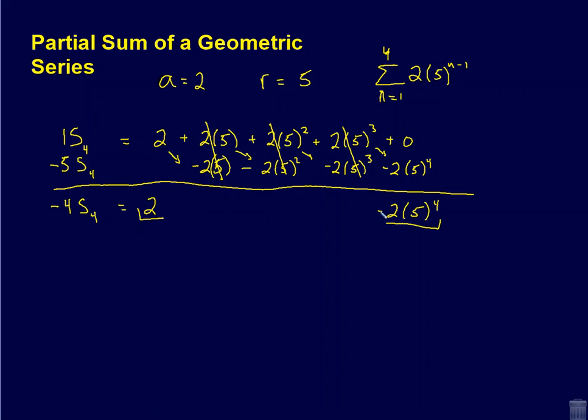Let's notice that 2 is a common factor in there. And I can write the other part as 1 minus 5 to the 4th. And this equals negative 4 S4. To solve for S4, I've got to divide by negative 4. Now, what I'd like to point out here is that there's something special about the negative 4 also, and that it is exactly 1 minus 5, and 5 was the common ratio. So this would happen every time also.